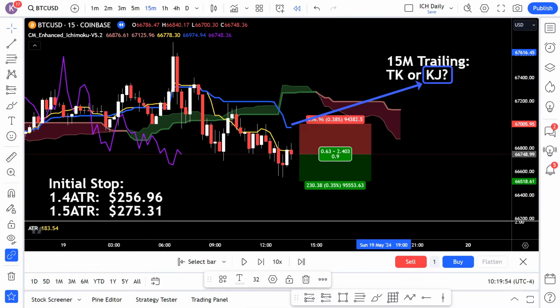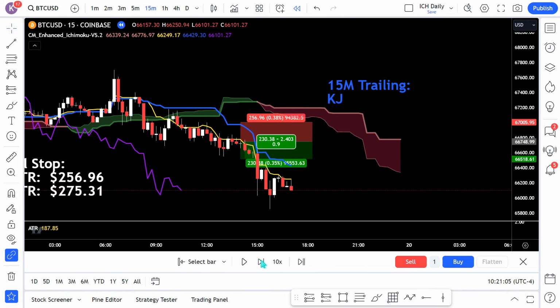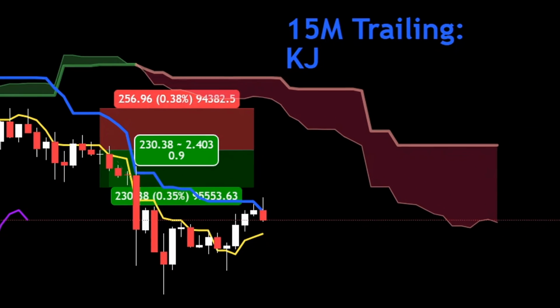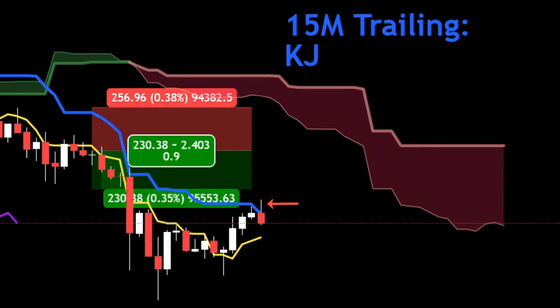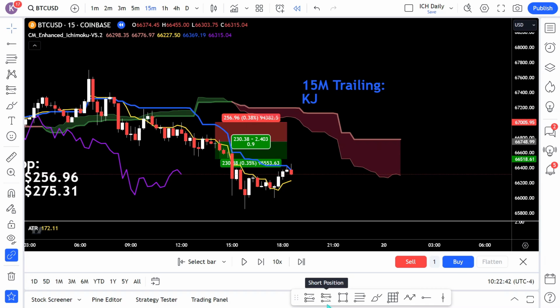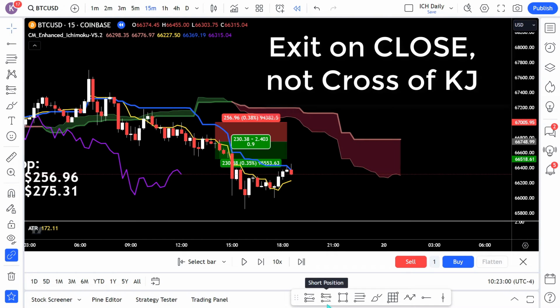For the 15-minute, we want to use KJ, which is the blue slower moving average. So at one point during this candle, we were actually above KJ. At that time, would you close out your trade? No, we're not concerned about the wicks. We're only concerned where it closes. Since it closed below the moving average, we're still in the trade.